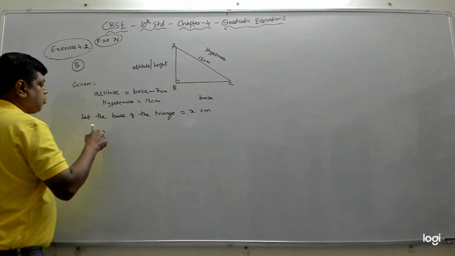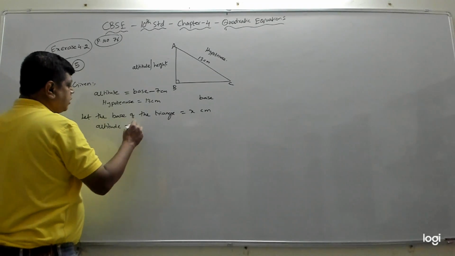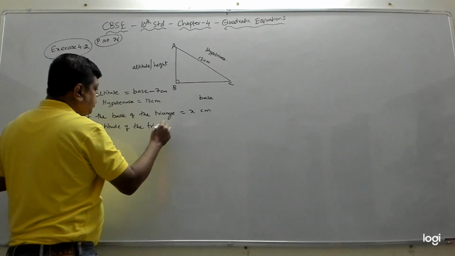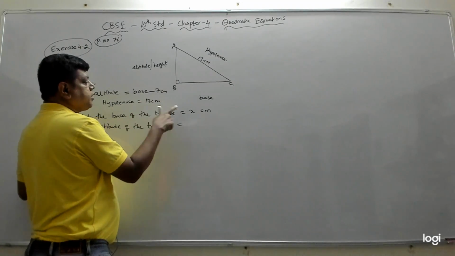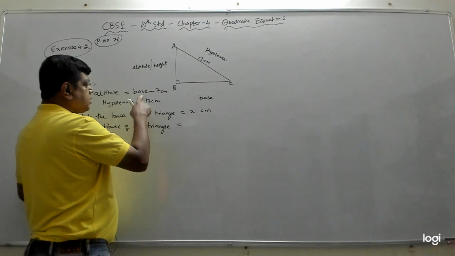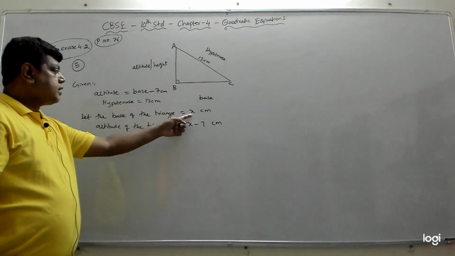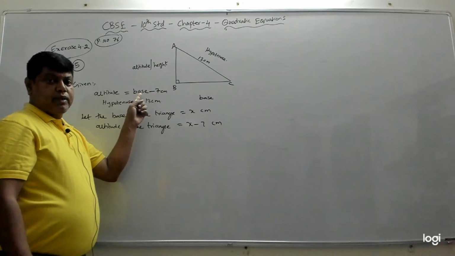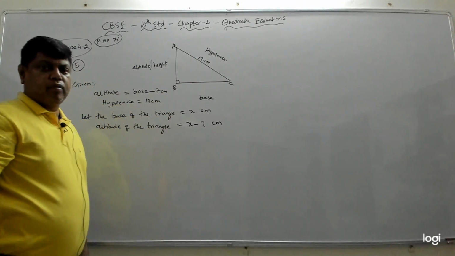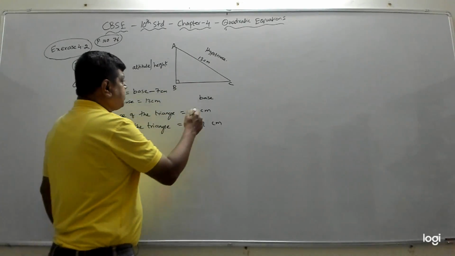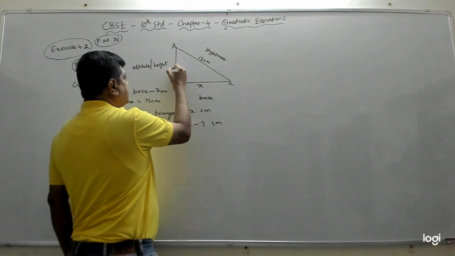So the altitude, or the height, of the triangle becomes base minus 7 centimeter. Base is x, so altitude is x minus 7 centimeter. If base is x, then height is base minus 7, and base is x, so x minus 7. And the hypotenuse is 13. So we can write, if this is x, this is x minus 7. Base is x means height is x minus 7.